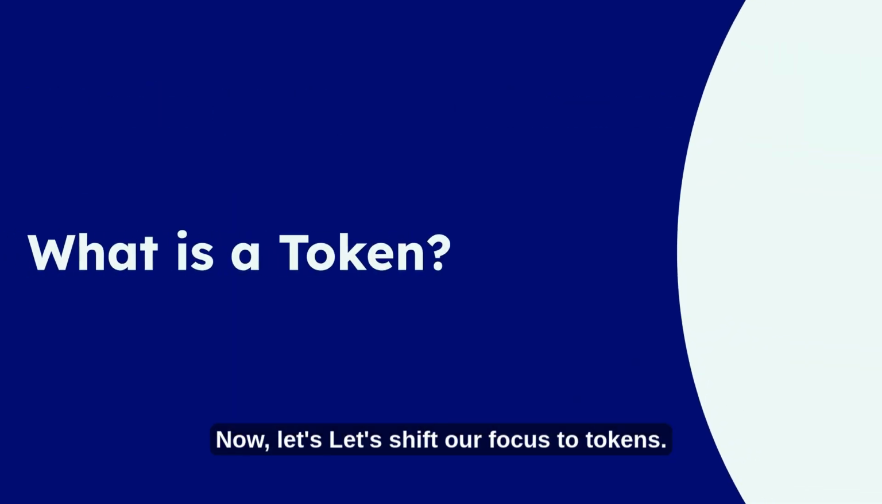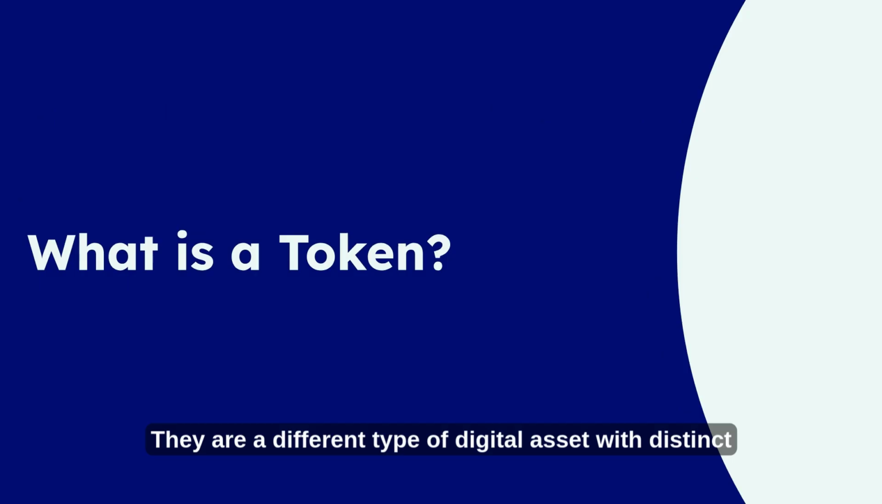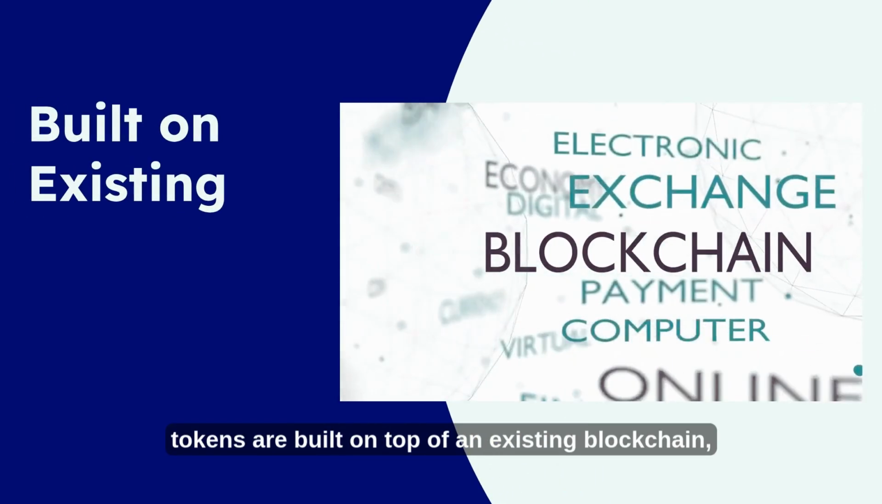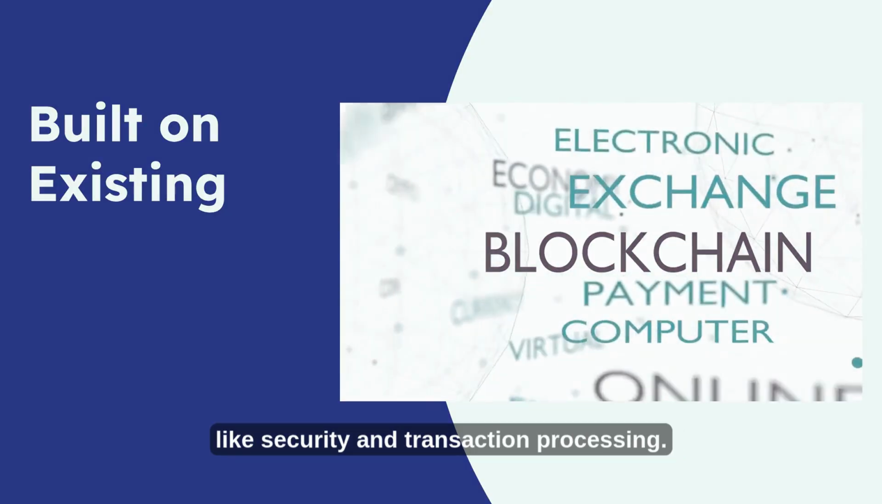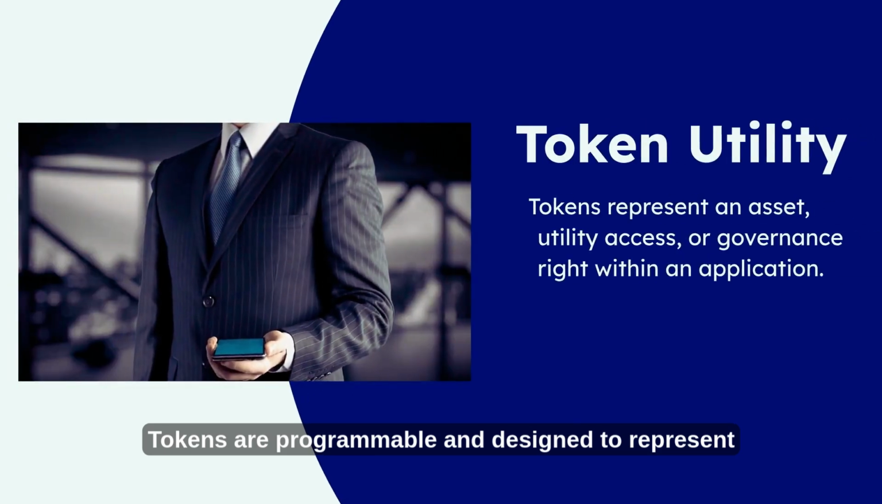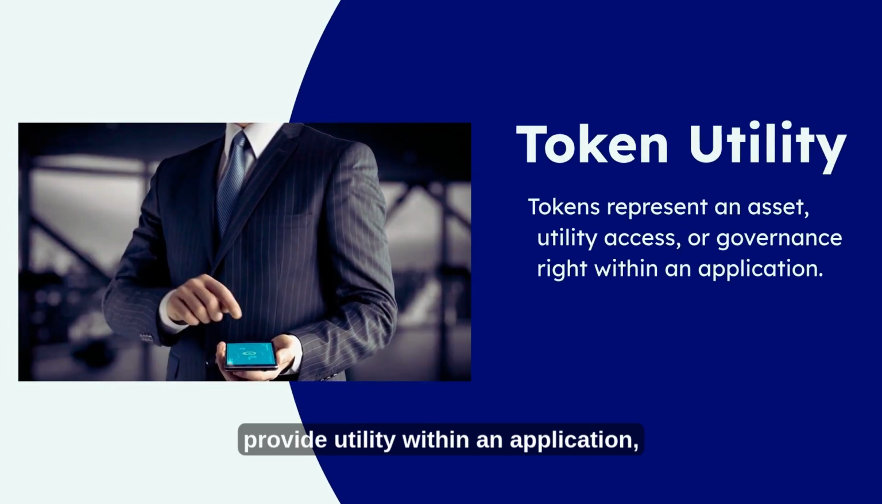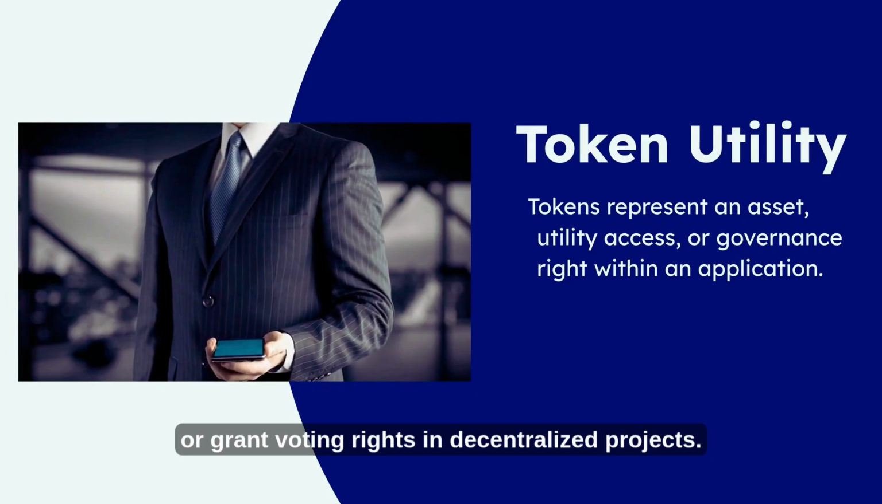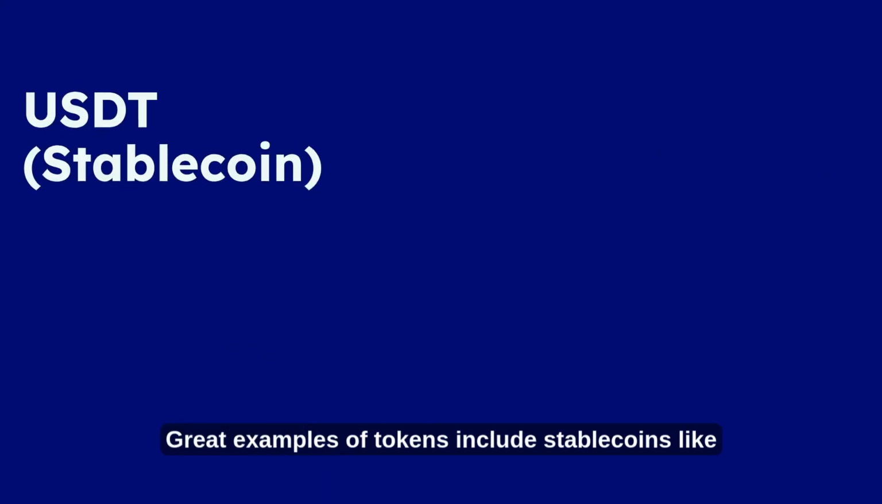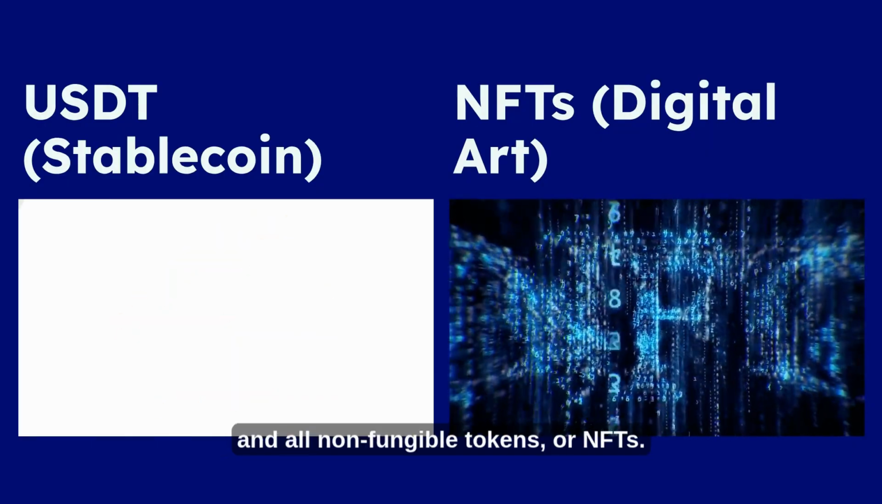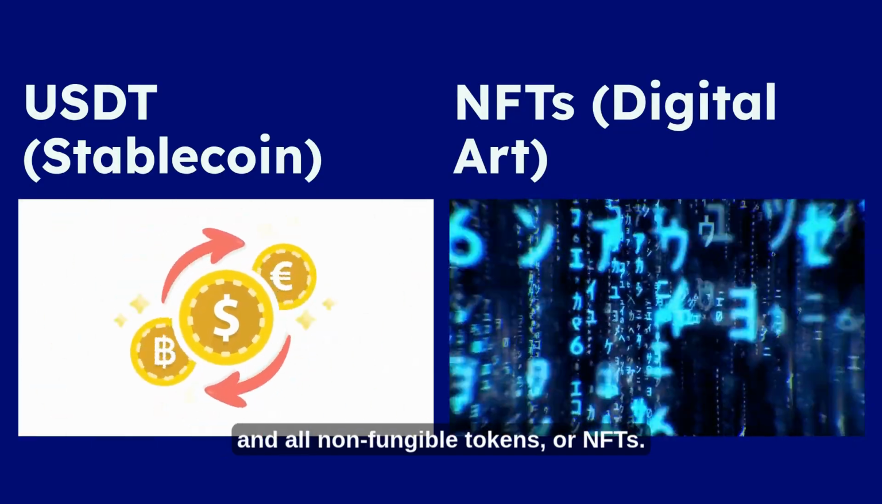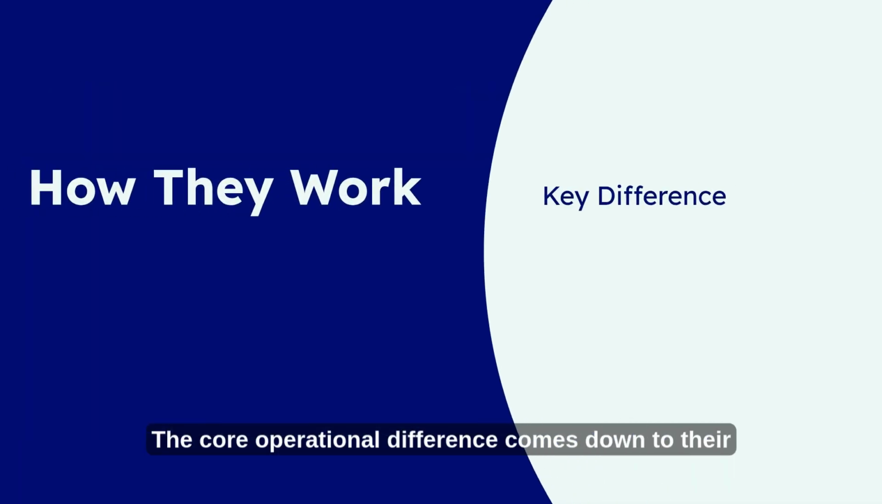Now let's shift our focus to tokens. They are a different type of digital asset with distinct functionalities. Unlike coins, tokens are built on top of an existing blockchain, leveraging that host chain's infrastructure, like security and transaction processing. Tokens are programmable and designed to represent a specific asset, provide utility within an application, or grant voting rights in decentralized projects. Great examples of tokens include stablecoins like USDT, governance tokens like Uniswap, and all non-fungible tokens, or NFTs.